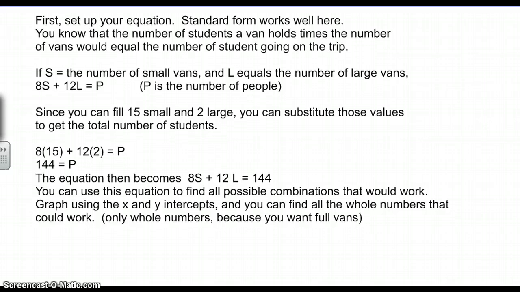But why we did that was to find out what that c is in the standard form equation, because the equation now becomes 8s plus 12l equals 144. And you can use this equation to find all possible combinations that would work here. If you graph it using the x and y intercepts, you could find all the whole numbers that would work, and only whole numbers because you only want to have full vans.